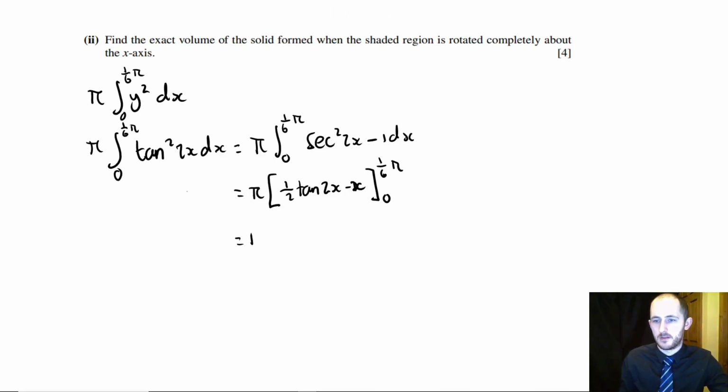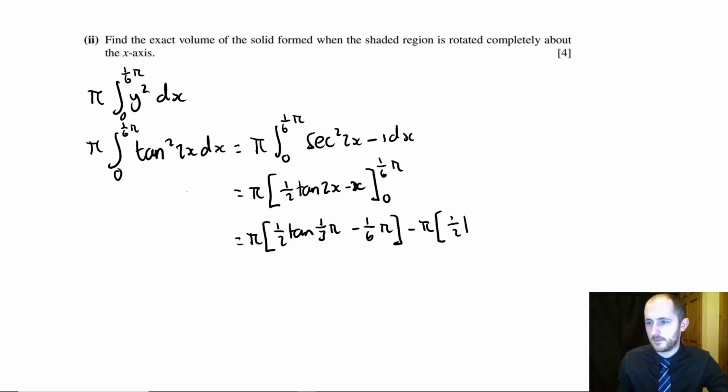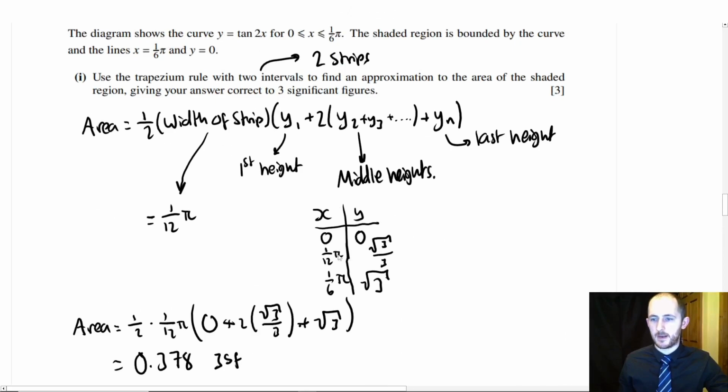So pi, a half tan. So if it's 2 times a sixth pi, that's going to be a third pi. So I'm just going to write that instead to make it slightly easier on myself. Minus pi times half tan 0 minus 0. So this whole thing here is 0 because tan of 0 is 0, as we discovered back up here.